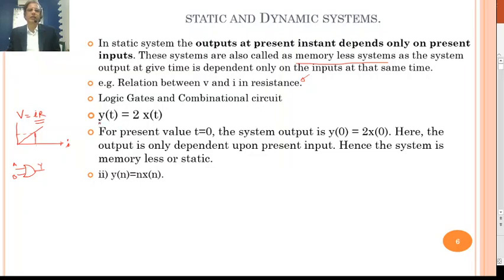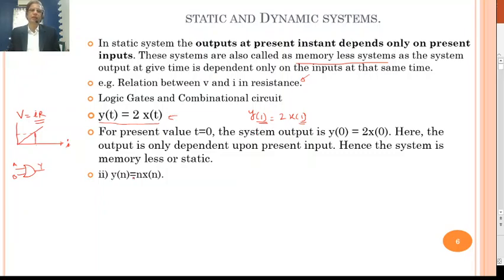Now if we take this example, y(t) = 2x(t), we will find out whether the system is a static system or a dynamic system. Now the present value is at t = 0. Substitute t = 0 in this, then this is 2x(0). Now if the present value is 1, then the input value is also 1, meaning the output value depends only on the present input, and the system is a static system.